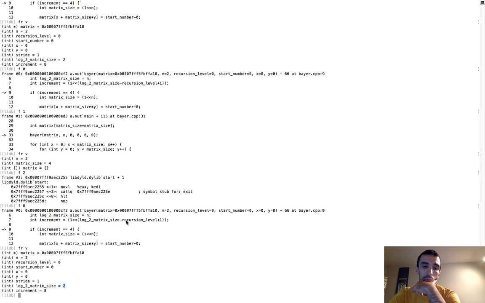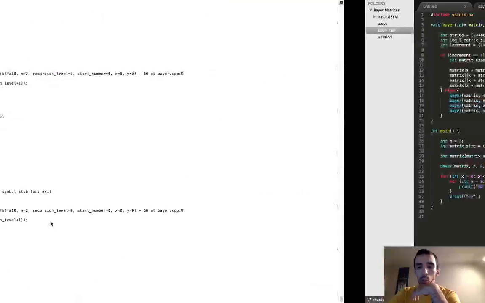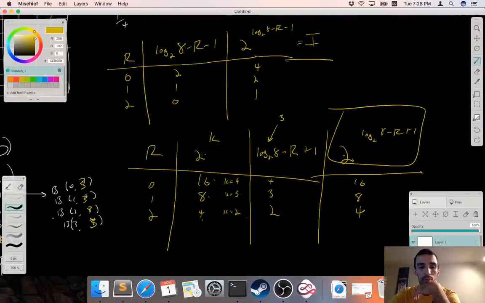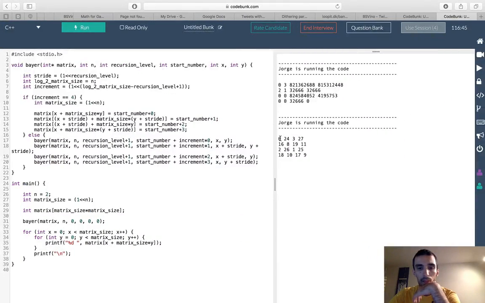So 2 minus the recursion level, which starts at 0, and then plus 1, so that's 3. So 1 left shift 3 gives us 8. No, and 8 is correct because, sorry, this is a 4x4 matrix. So let's see what the code was giving us here. So 0, 1, 2, 3. No, but it should be 4.